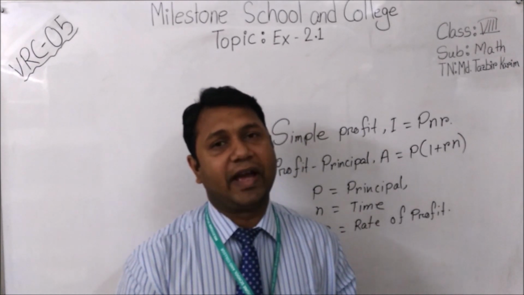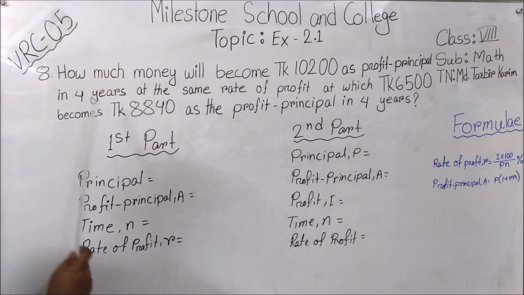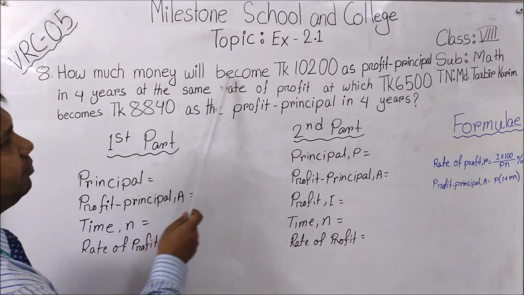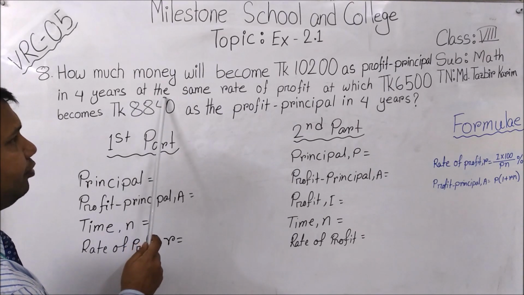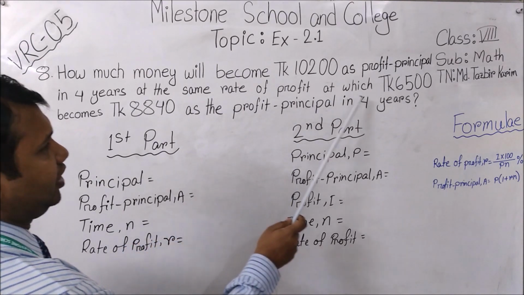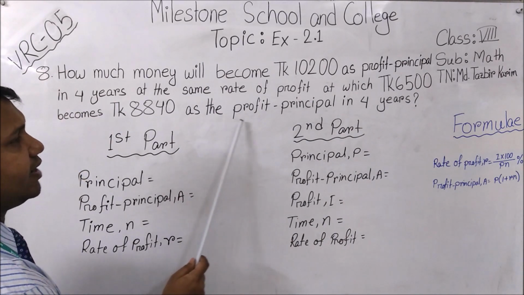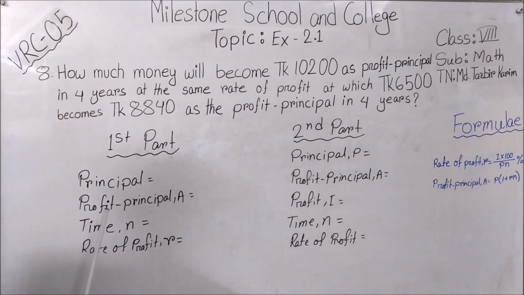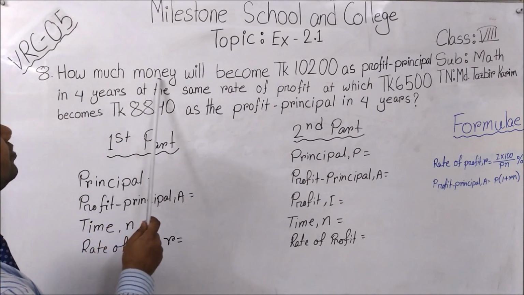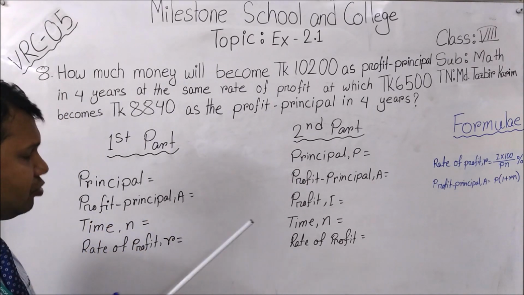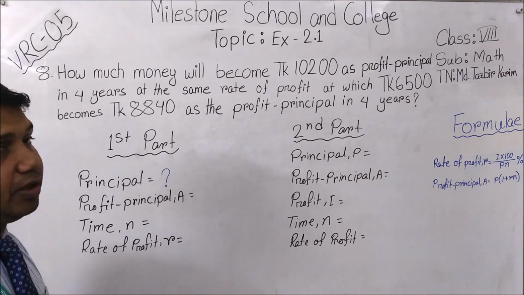Okay, now we are going ahead with today's topic. My dear students, here is question number 8 of exercise 2.1. How much money will become taka 10,200 as profit principal in 4 years at the same rate of profit at which taka 6,500 becomes taka 8,840 as the profit principal in 4 years? You can see there are two parts of the question. In the first part, it is told how much money will become. So the question tells us to find the principal. Here the principal is unknown, we have to find it out.